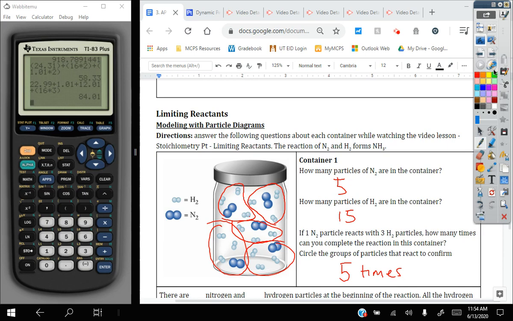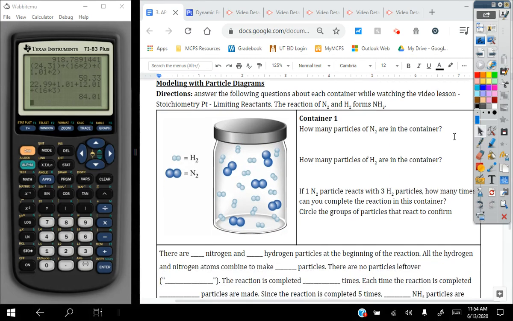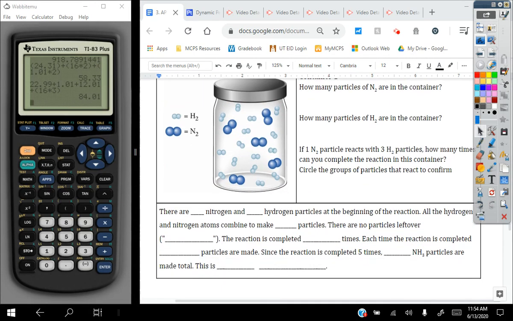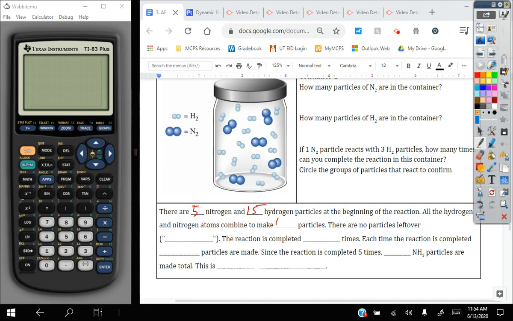Okay, so make sure you've got those down. And let's talk about what's happening here. So there are 5 and 15 of each particle at the beginning of the reaction. All of the hydrogen and nitrogen atoms combine to make, I told you at the beginning, it makes NH3. So this makes NH3 particles. There are no particles left over. If we have leftovers, we're going to use the term excess. So there is no excess here. The reaction has been completed 5 times.